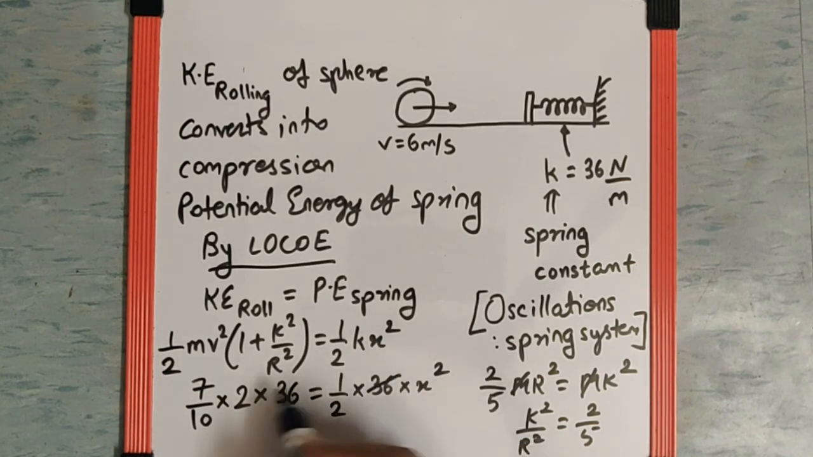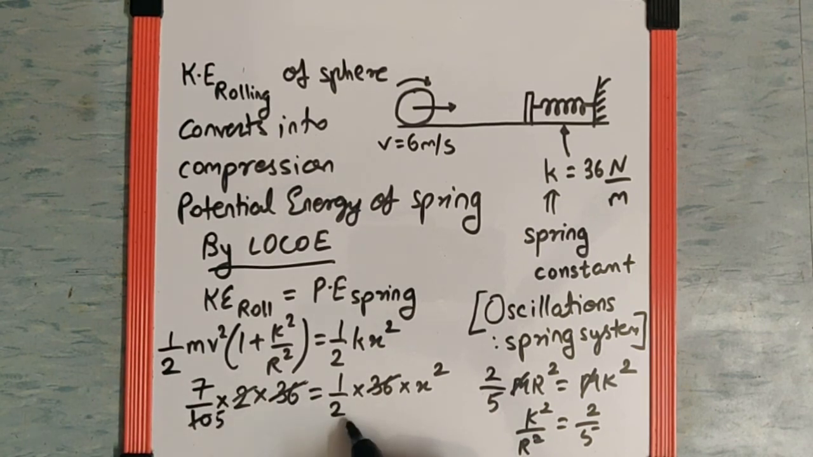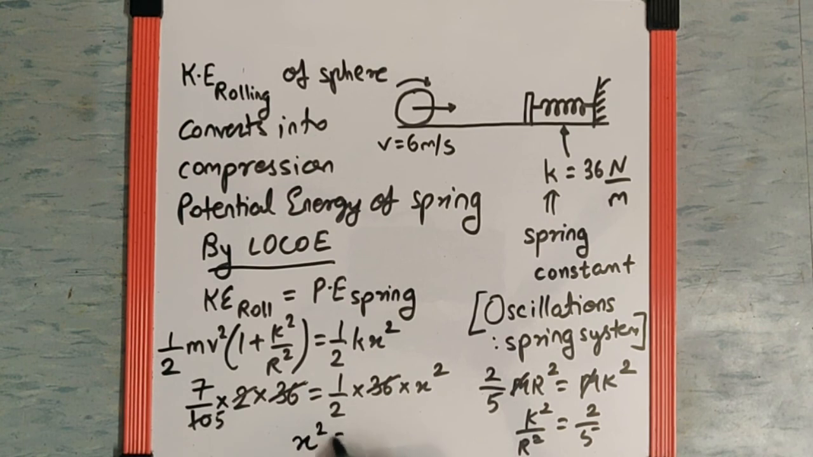So definitely this 36 gets cancelled. This 2 becomes over here as 5. This 2 gets multiplied, becomes 14 by 5. Now 14 by 5 is nothing but 2.8. So x square is 2.8, which means x is going to be root of 2.8 meter, which is your final answer.